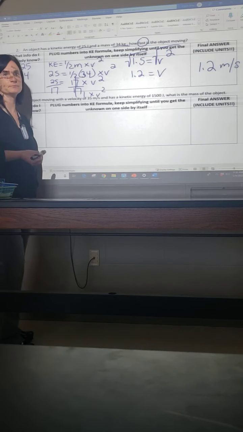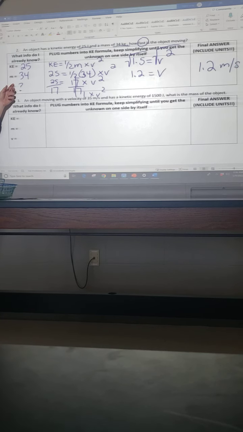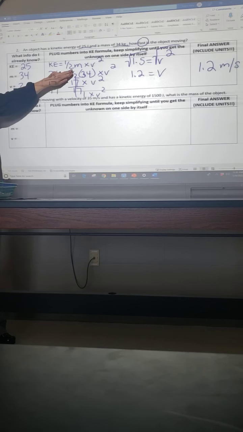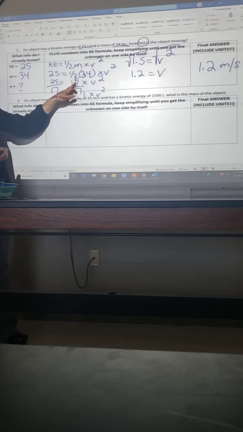Let's see, Emily. Trying to figure out what we're solving for? Trying to figure out number 2? Okay, so we're gonna do some more practice ones. But where are you stuck? So the 34 is our mass. Okay, so that turns into 17. Is it this step that confuses you?